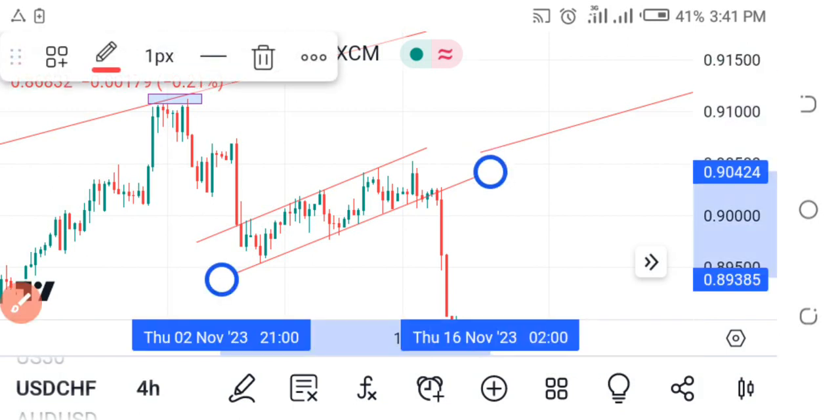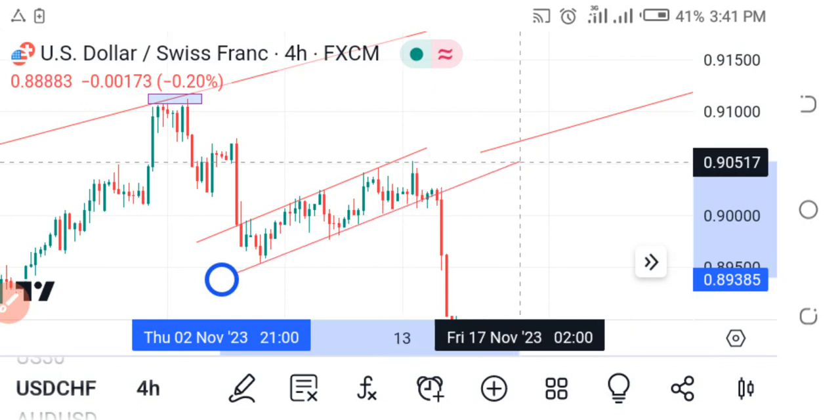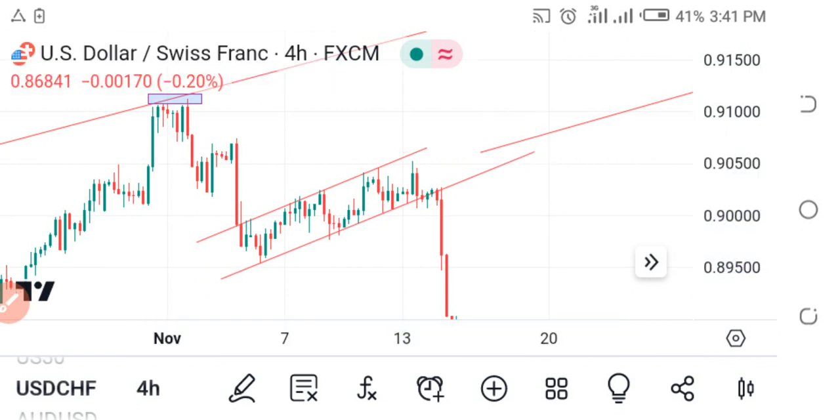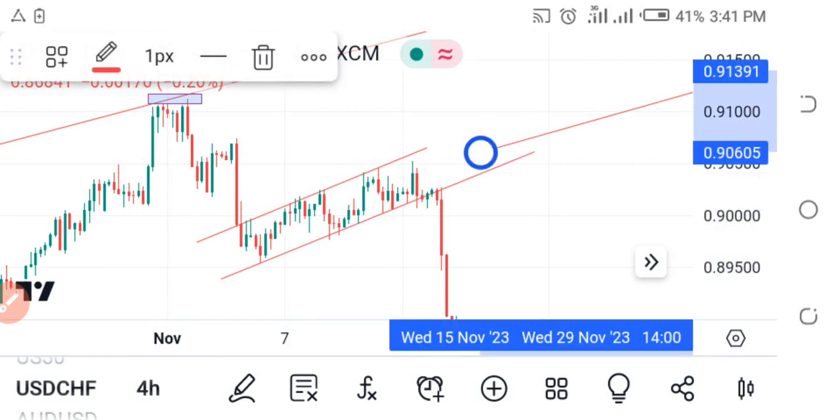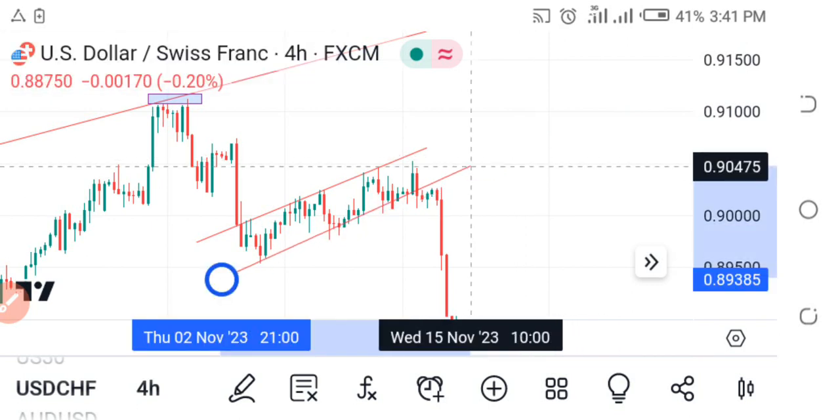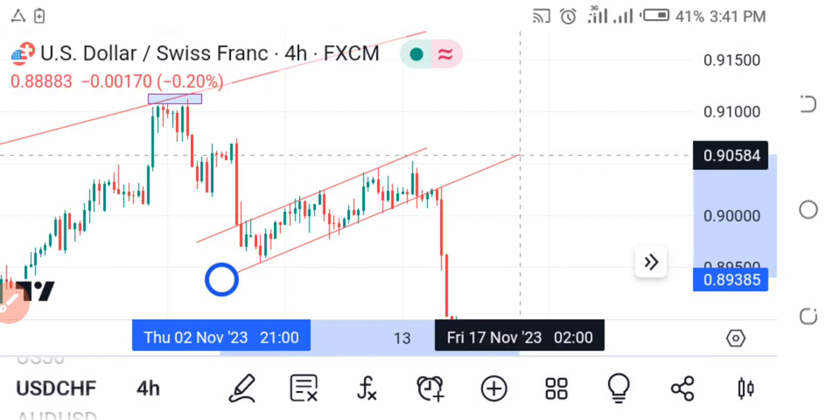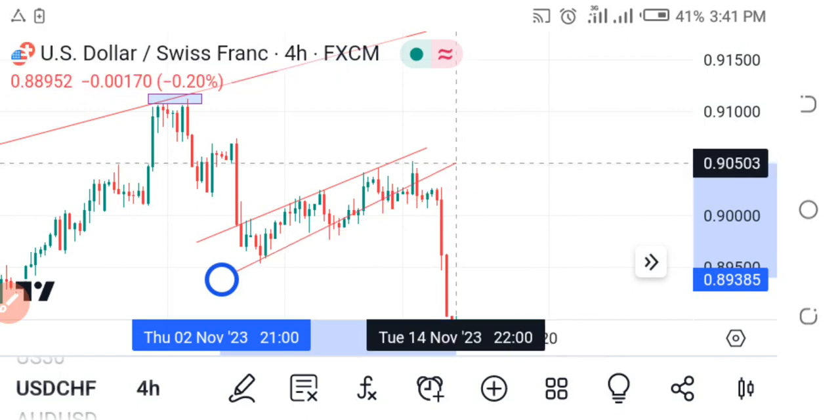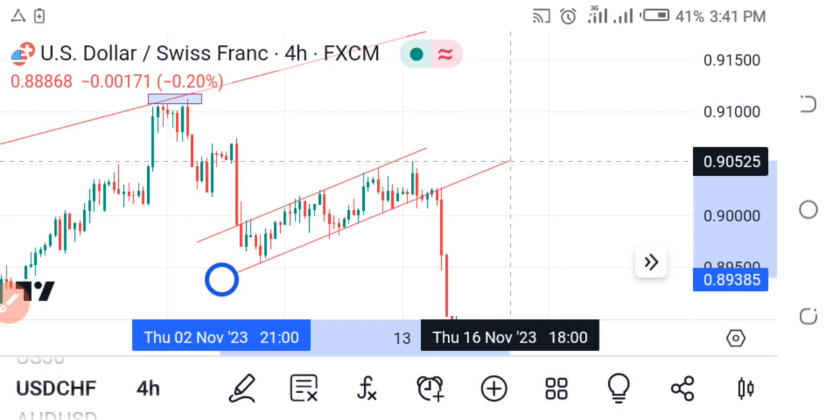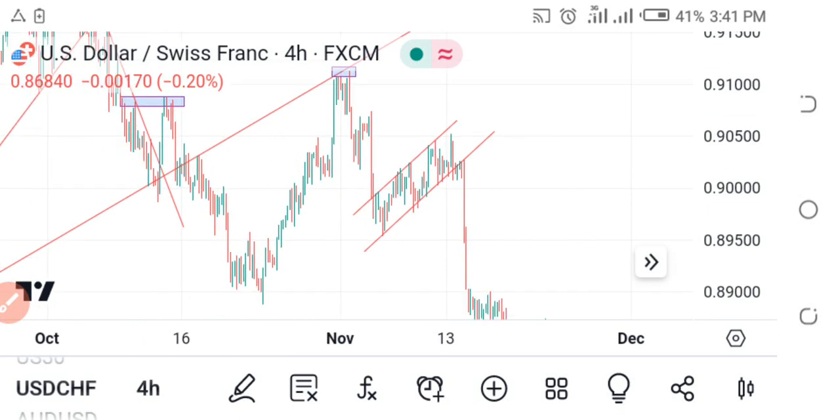So now what can we see here? Okay, let me just leave it like that. Now what can we see here? This is a continuation chart pattern, right? It's a continuation chart pattern. Let's leave it like that. Continuation chart pattern, an ascending chart pattern.